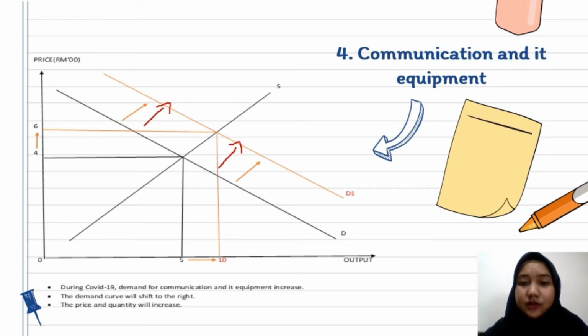So of course, due to COVID-19 right now, everyone uses it. Even secondary school and primary school also need to do online classes. So of course, the demand for it will increase.